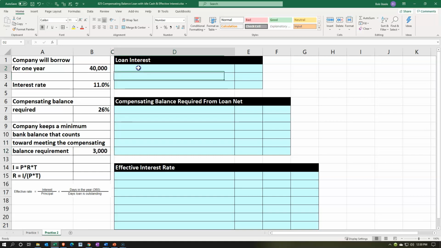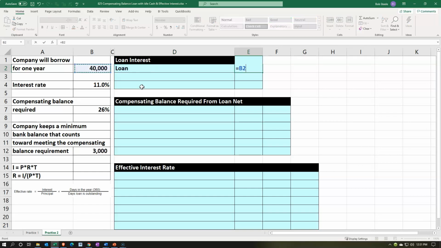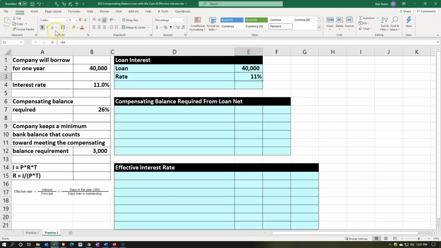So first, let's calculate the interest. It's going to be this calculation here, I times P times R. Interest equals principal or loan times R times T. Once again, the principal is going to be the full loan, even though there's this compensating balance. We're paying interest on the whole thing. T is just going to be 1 because this is going to be a loan for 1 year. So we're going to say loan is going to be the $40,000. And then we've got the rate. The interest rate is going to be equal to the 11%. Let's percentify this cell. Go into the home tab, number group, percentify, then underline, home tab, font group, and underline. This will then be the interest, which is going to be equal to the 40,000 times 11%, or the 4,400.